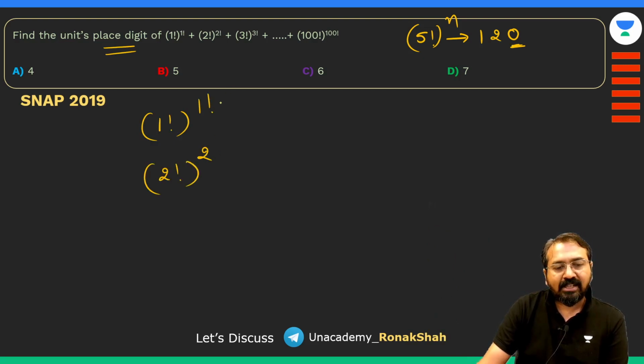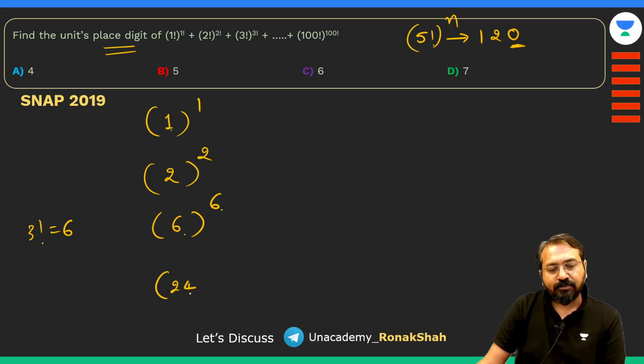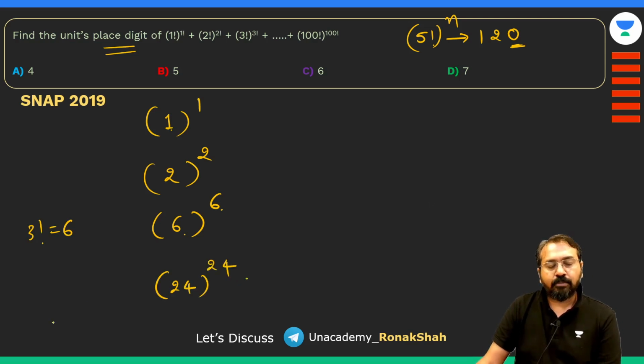Now let me just directly write down. So 1 factorial is 1, 2 factorial is 2, 3 factorial raised to 3 factorial. So we can write this as 1 raised to 1, 2 raised to 2, then 6 raised to 6, because we know 3 factorial is 6. And then 4 factorial is 24, so 24 raised to 24. Okay, so what is going to be the last digit of this one?